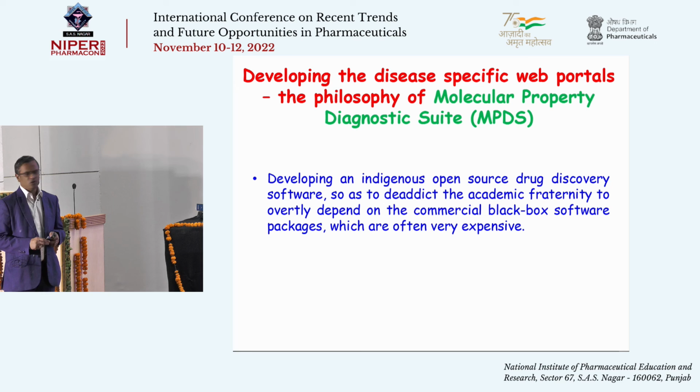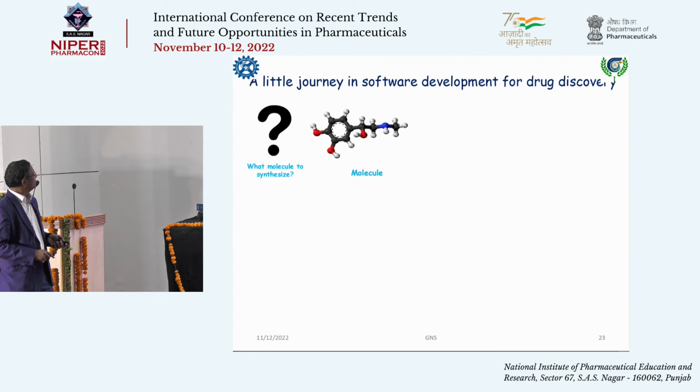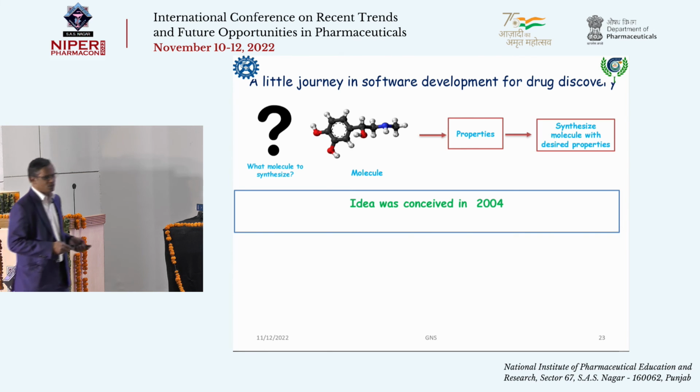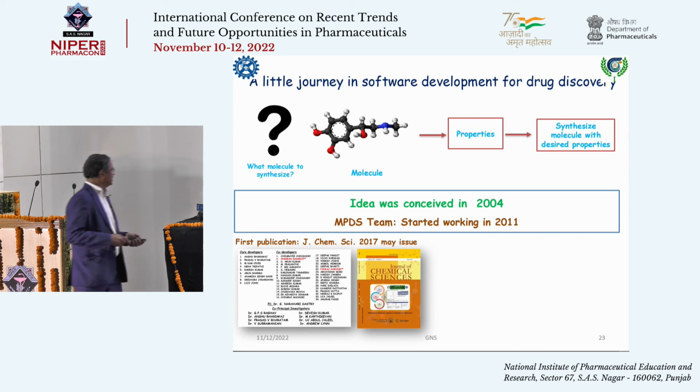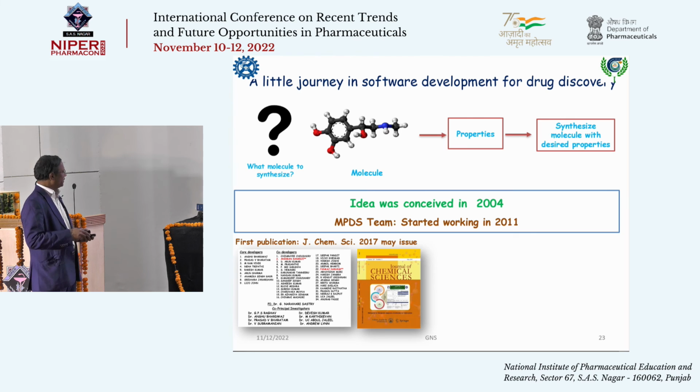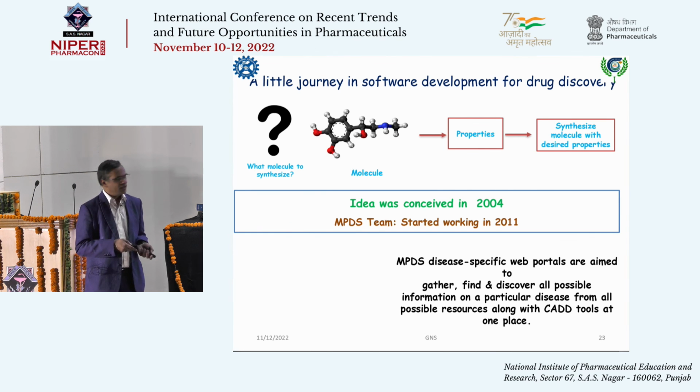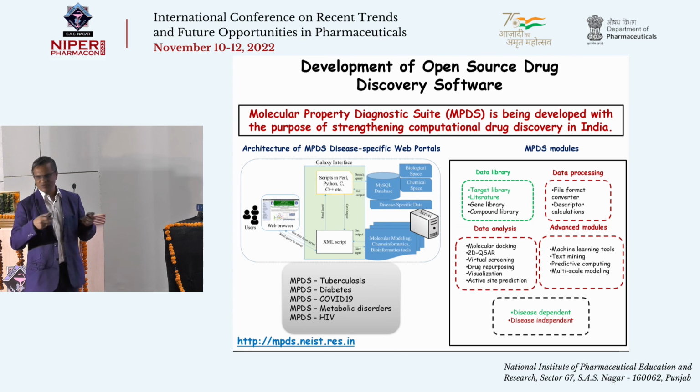So we try to develop a code called Molecular Property Diagnostic Suite, developing this indigenous open source drug discovery software so as to de-addict the academic fraternity. So this is very easy to say but difficult to implement. I got this idea in 2004, and we started working in 2011. And one paper was published after a long time, and here you can see Bharatam Prasad also is here. And this particular idea of developing a molecular property diagnostic suite, which is an indigenous software tool which is disease specific, has been developed, and we are continuously working on it. It may take some more time because these things take a lot of time.